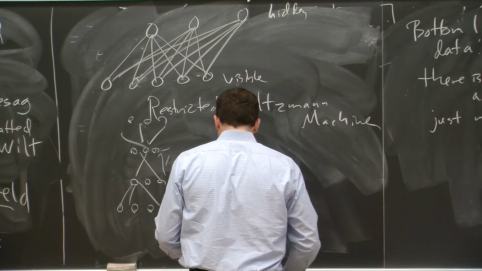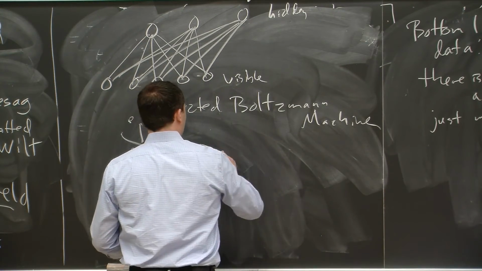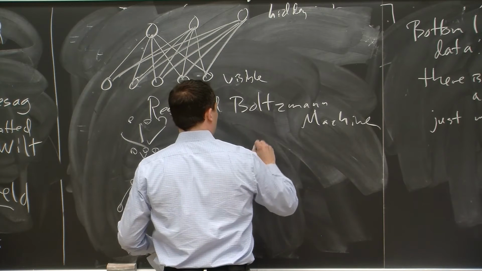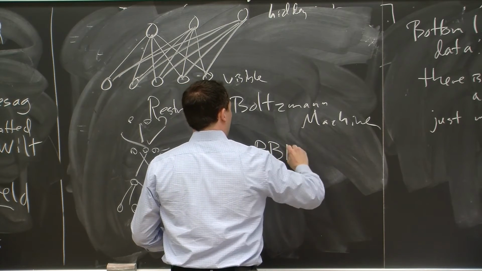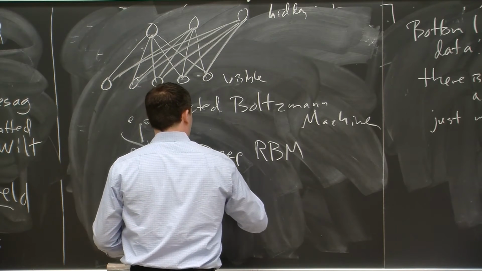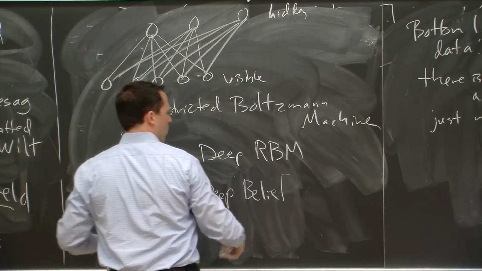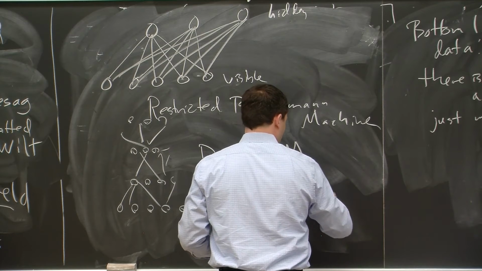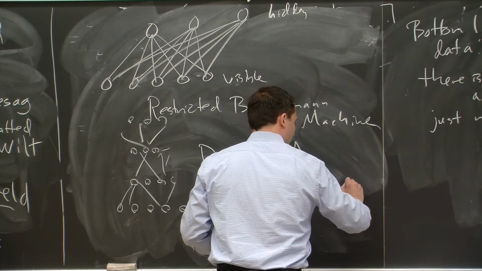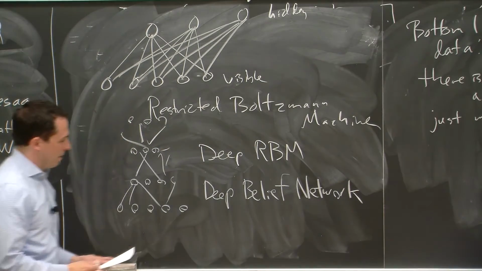So this thing is called, literally, a deep restricted Boltzmann machine, or a deep belief network. Maybe change these arrows to all pointing down, which specifies a different model, because undirected and directed graphical models are not the same.